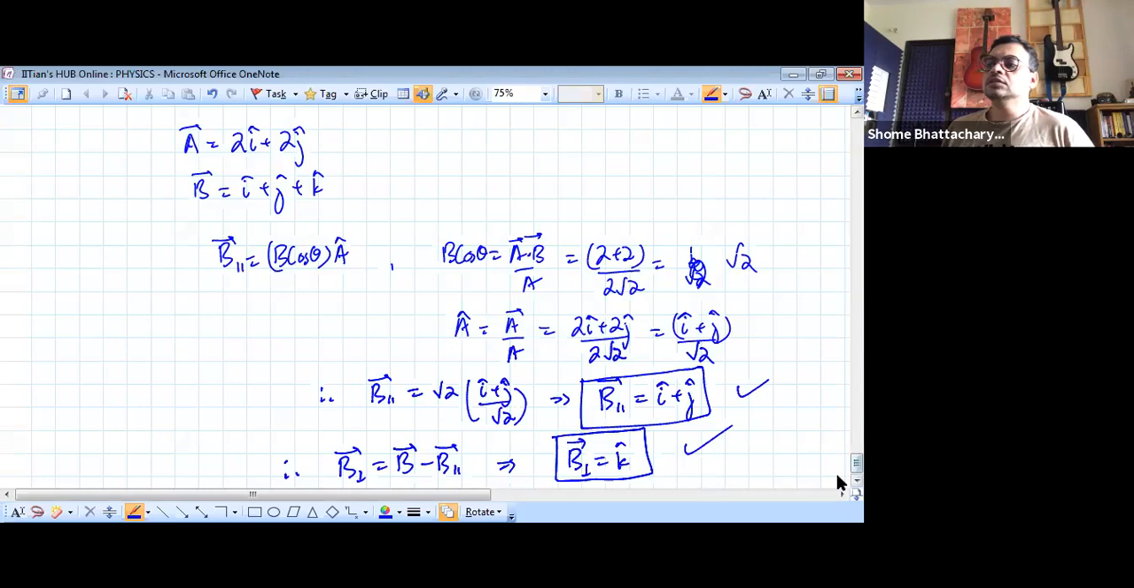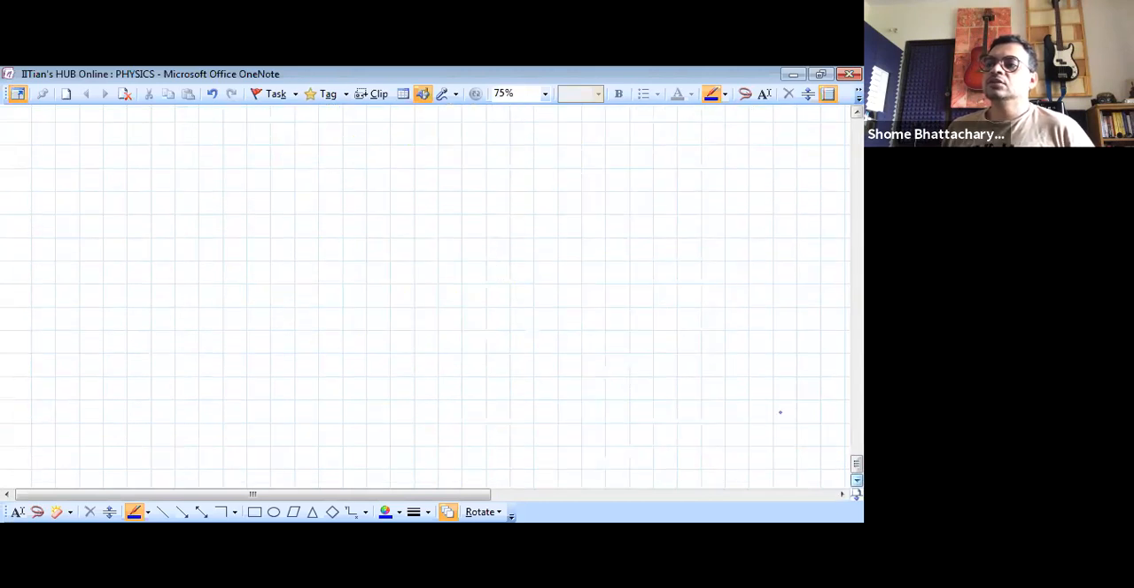Okay, so this is about the projections. Now the last thing in vectors after this was the cross product concept, or also called the vector product of two vectors.